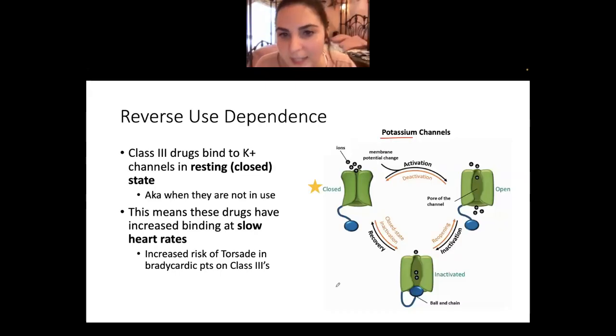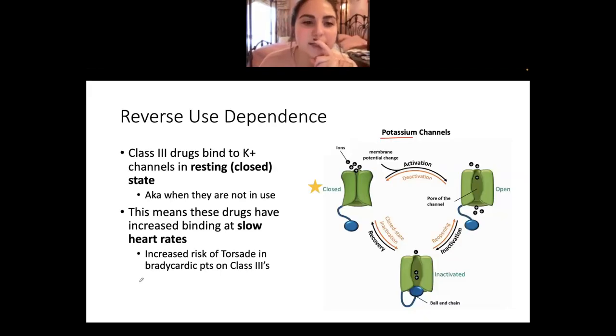And hopefully that makes sense, because opening of these channels is what leads to repolarization. So if we bind to them when they're closed, we're keeping them closed, so we're prolonging repolarization. But remember with use dependence, if you were to look at an EKG, where are sodium channels in use? They're in use phase 0 to phase 4. Where are the potassium channels not in use, where they're resting? It's going to be during phase 4.